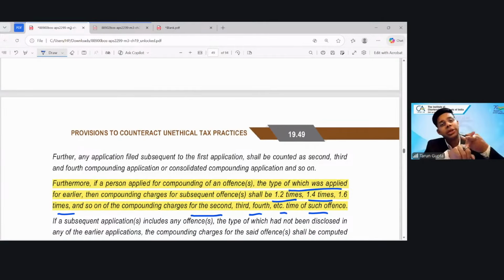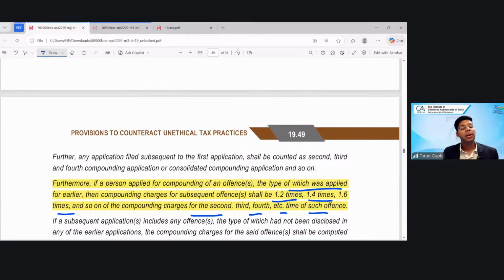So if it's your first application, then you need to pay the compounding charges. If it's your second application, then you need to pay 1.2 times the compounding charges. If third, 1.4 times. If fourth, 1.6 times. Fifth, 1.8 times. Sixth, twice the compounding charges. Seventh, 2.2 times, and so on. So the more applications for the same section, the higher the compounding charges.